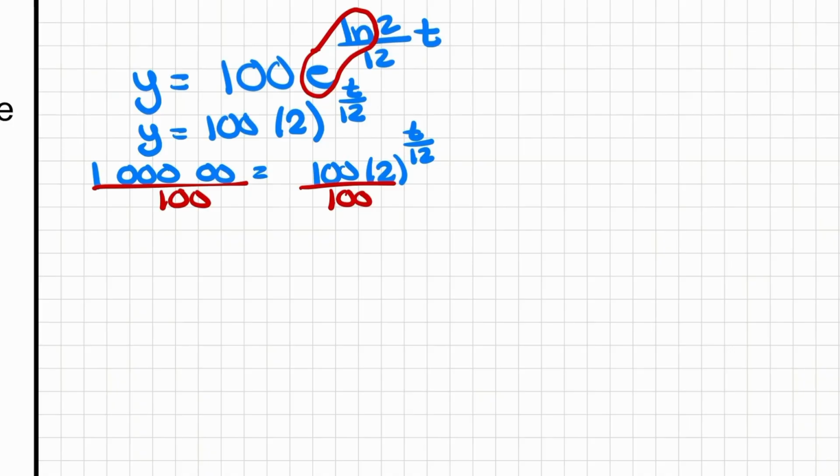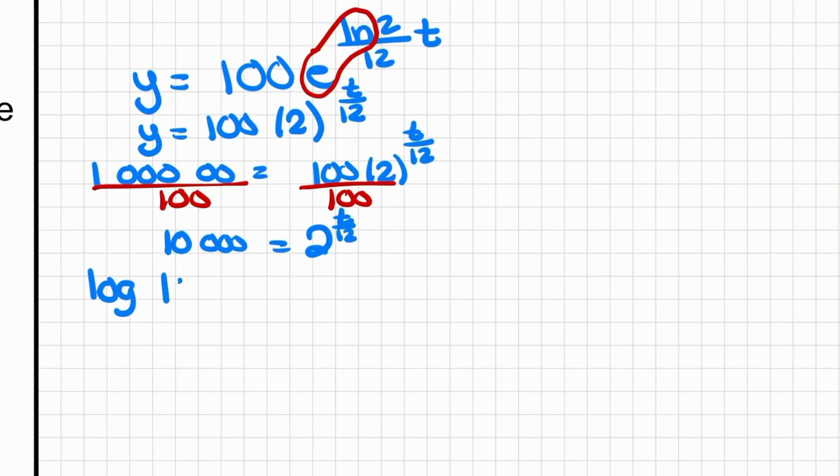And that leaves us with 10,000 is equal to 2 to the t over 12. We can't eliminate it, we need to have something raised to the power. So that 2 has to stay there. So we could take the ln of both sides, but I want you to take a look at my solution. I took the log because it really doesn't matter which one we do. So I just wanted to show you that you can do both.